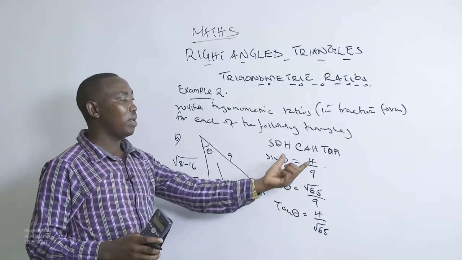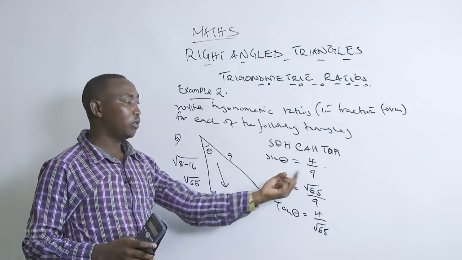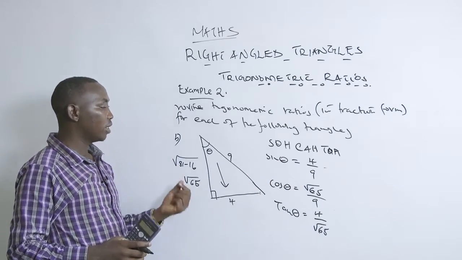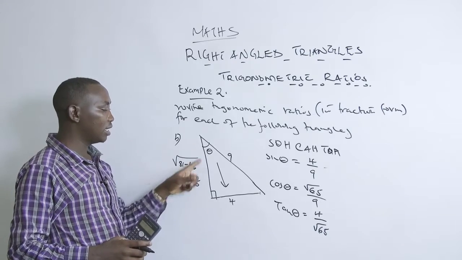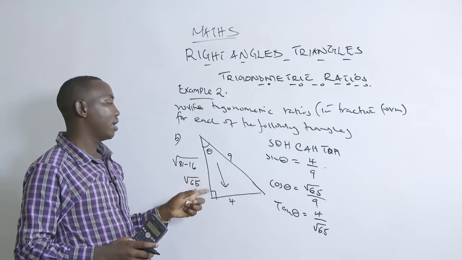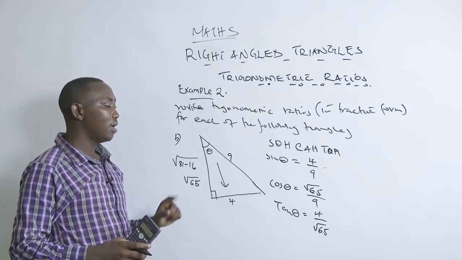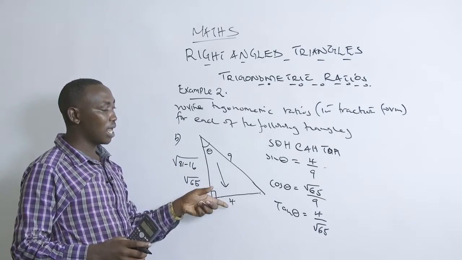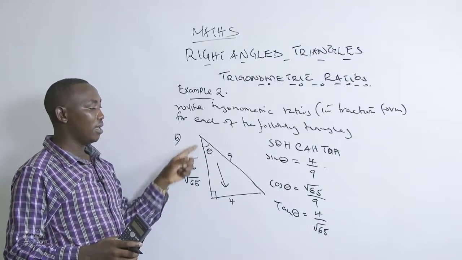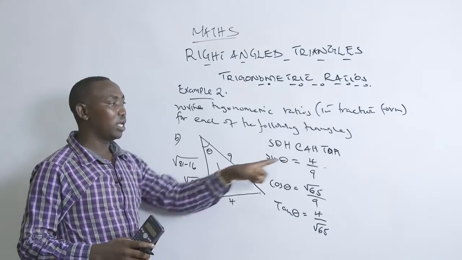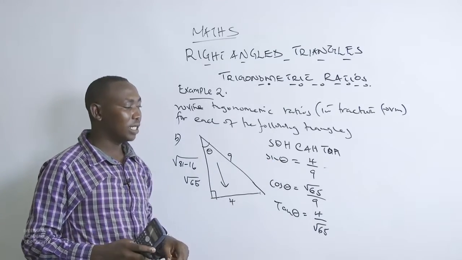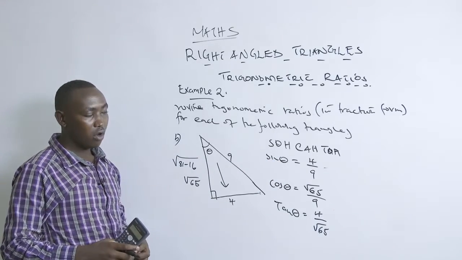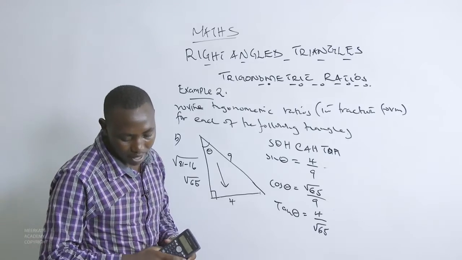So sine will be opposite all over hypotenuse, which is 4 over 9. Cosine will be adjacent all over hypotenuse, which is root of 65 over 9. And then finally the tan of theta will be opposite of that particular angle divided by the adjacent, that is opposite all over adjacent, which has given us 4 all over root of 65.